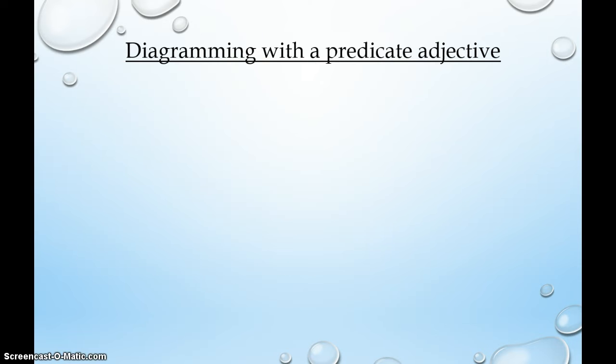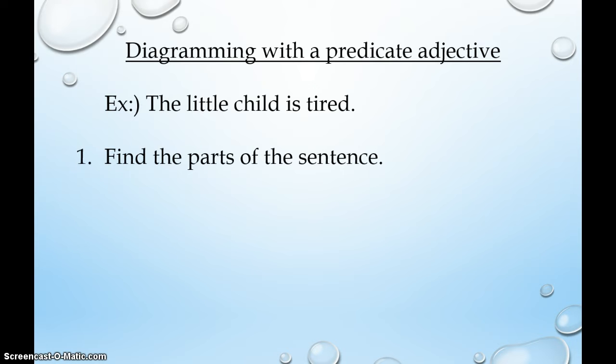Now let's look at how to diagram with the predicate adjective. The little child is tired will be our example sentence for this. Again, we will start by finding the parts of the sentence. To find our verb in this sentence, we see that we have the linking verb is. We will label it LV. To find the subject, we ask who or what is. In this sentence, the answer is child, and child is a noun, so we will box it in red, and we will label it S for its function.